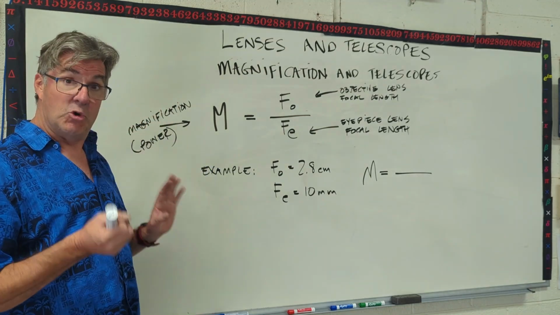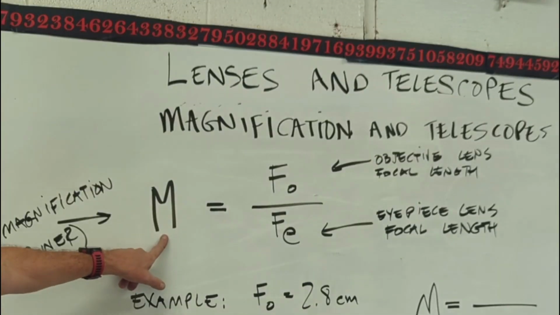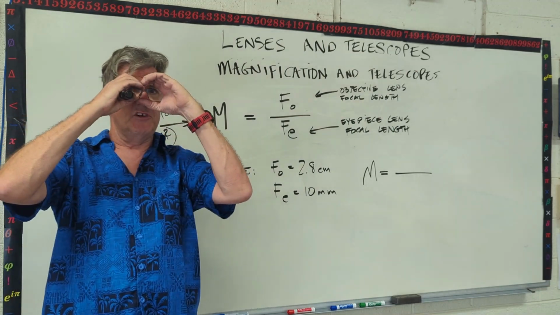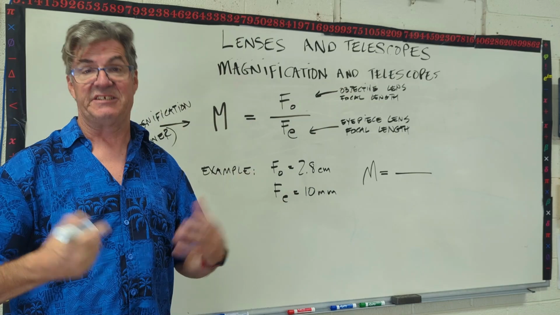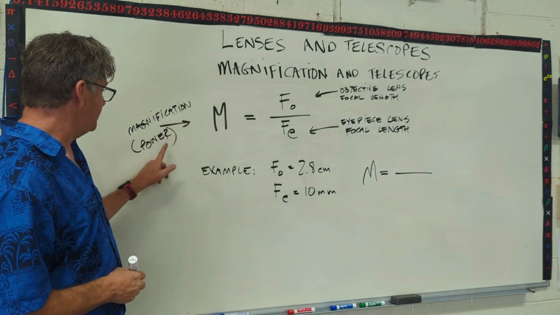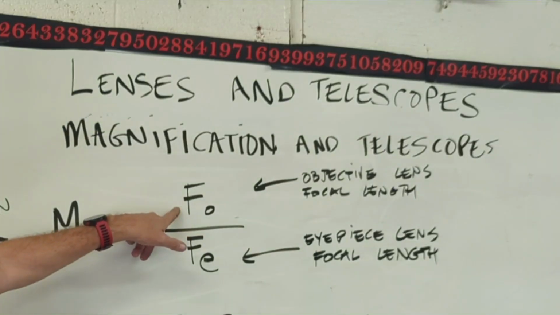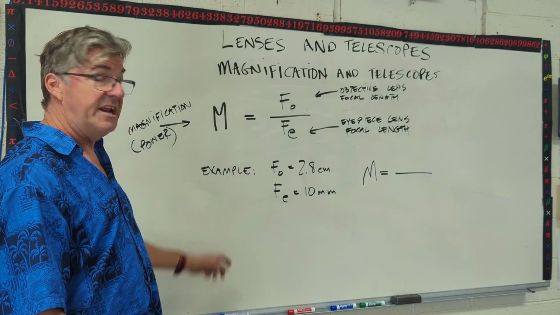There's a basic equation for magnification, and it's pretty simple. Magnification, capital M, is also called power. Have you ever looked through binoculars and it says 7 power or 7x? That's what magnification is. It's also called power. And it's just a fraction: the focal length of the objective lens divided by the focal length of the eyepiece lens. It's that straightforward.